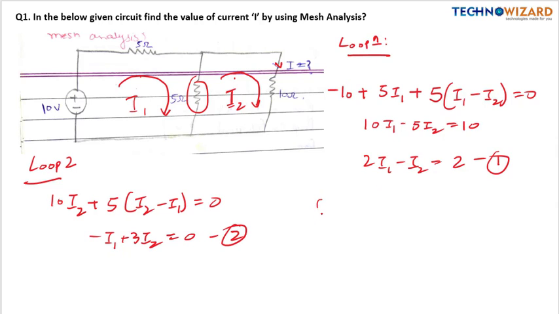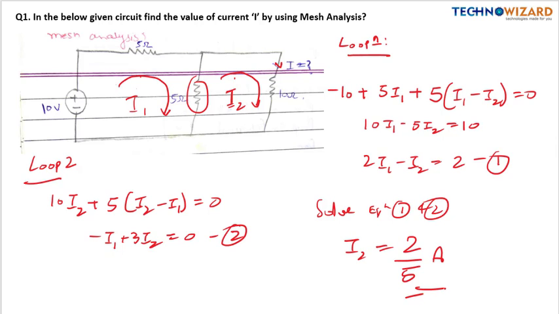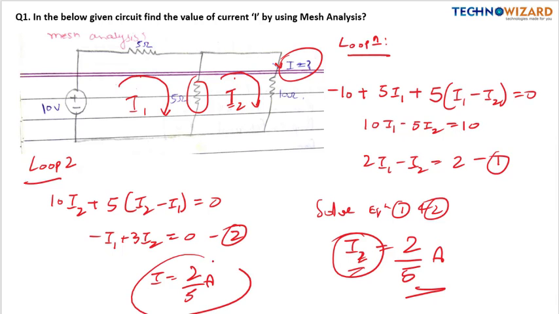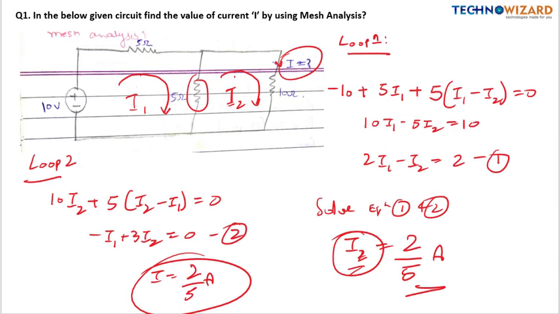Now when you solve equations 1 and 2, you will get I2 equal to 2/5 ampere, and I2 is the current I that we have to find. So I is equal to 2/5 ampere by using mesh analysis. This is how you can implement mesh analysis and find the value of current, voltage, etc.